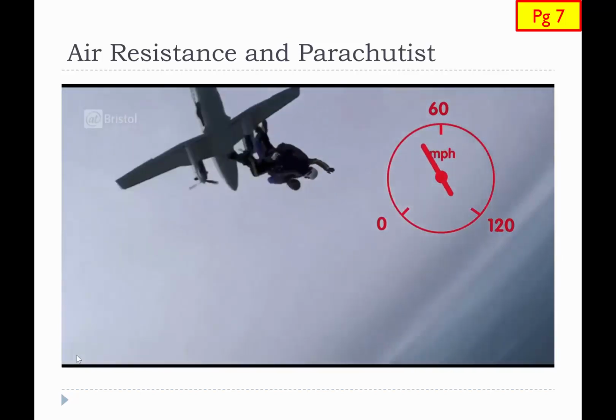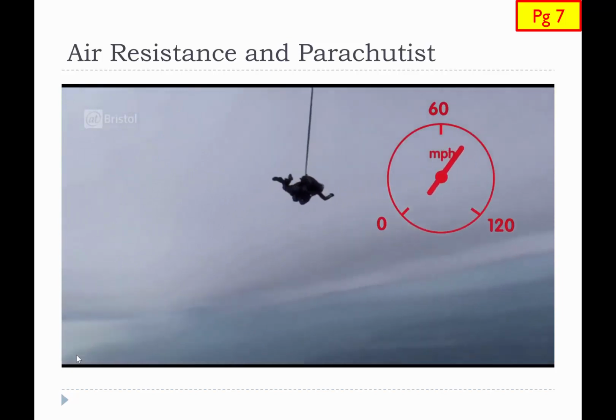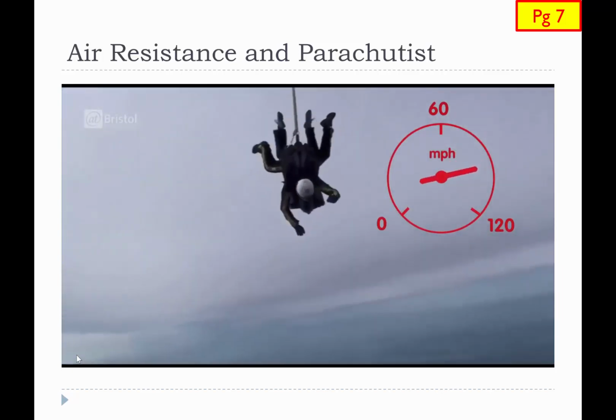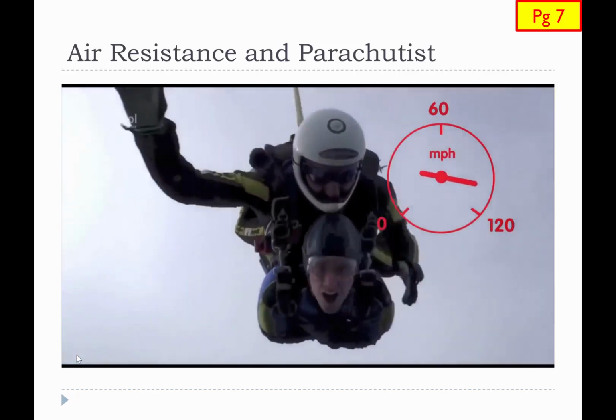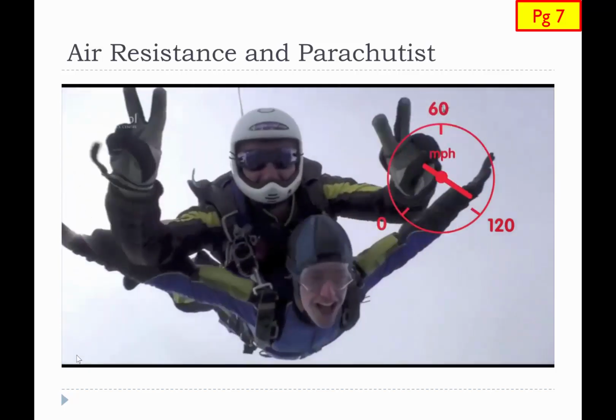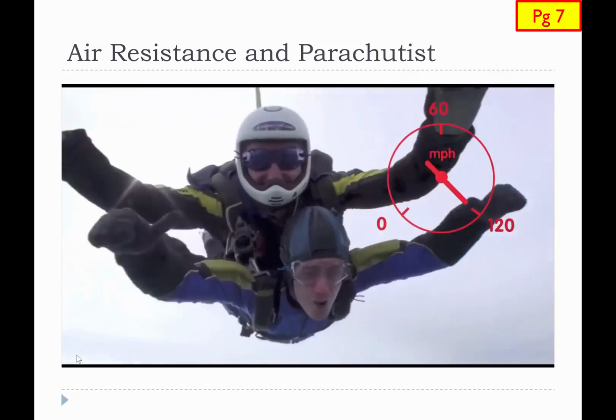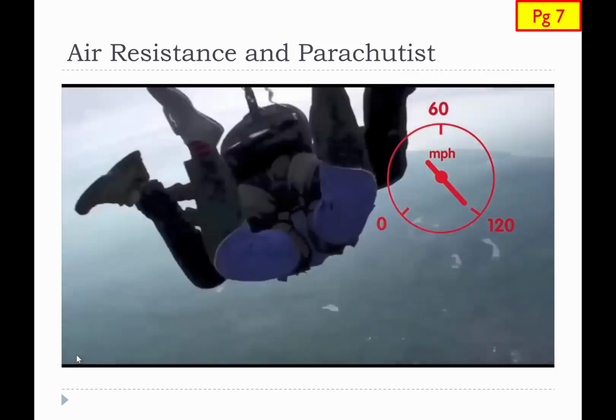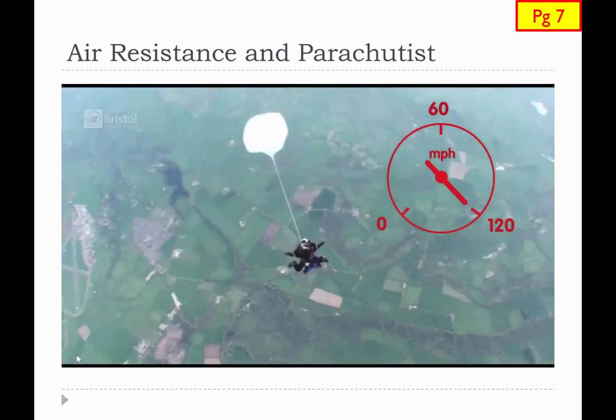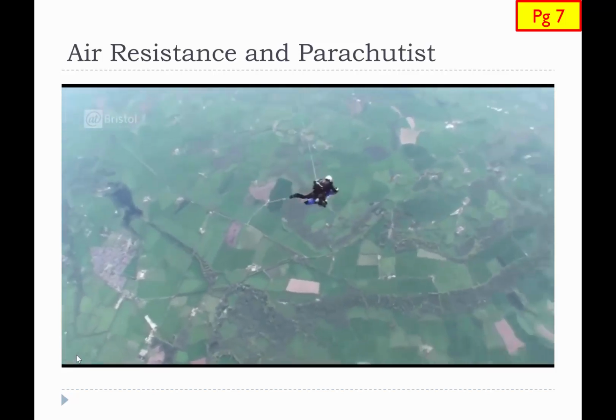After 3 seconds, our speed is already at 60 miles per hour, but air resistance is already affecting our acceleration. By 8 seconds, we're at 102, and it takes a further 7 seconds for us to reach 120 miles per hour. At this point, the force of gravity is equal to the force of air resistance.